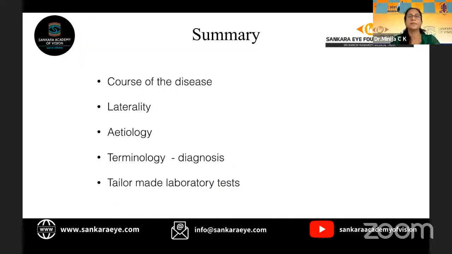So in summary, terminology is important to know the course of the disease and the likely etiology, and the definition and terminology will help us in diagnosis. And you can even make a tailor-made laboratory test in this kind of cases by looking at the anterior segment and finding out what are the characteristics of keratic precipitates, anterior chamber reaction, looking at the cornea and the lens.